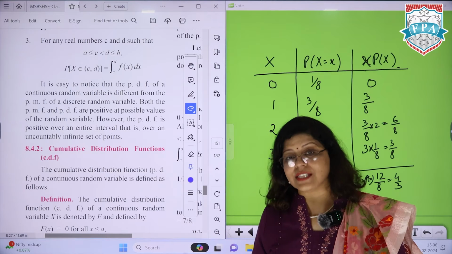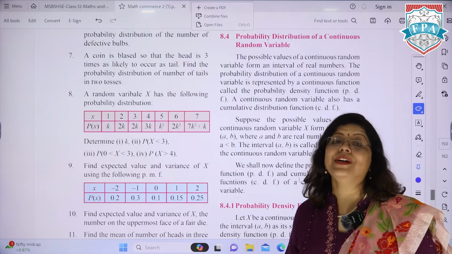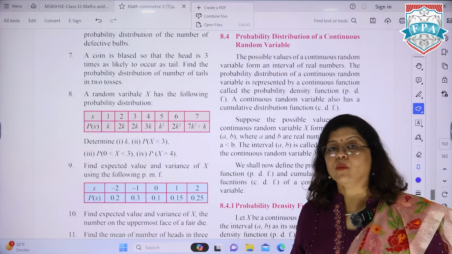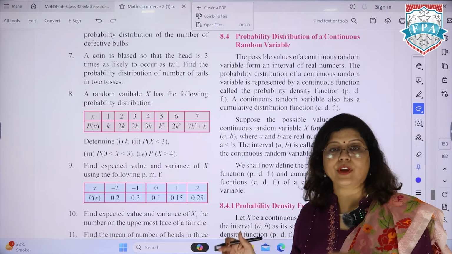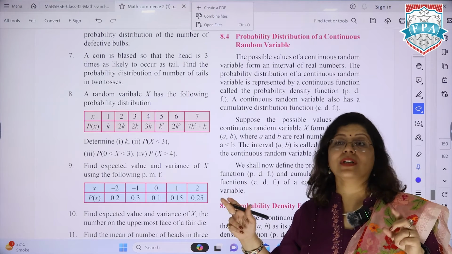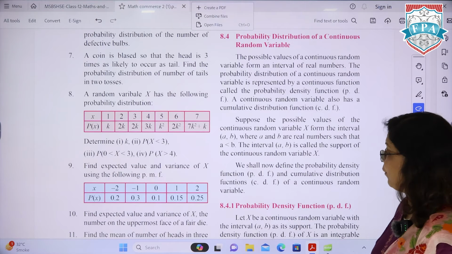Let's understand the second part. Previously we have seen the probability distribution function of a discrete variable. Now we are moving to the continuous variable. Since we don't have a fixed value for the variable, here we will have to use a sum total sigma or integration for the continuous probability function.